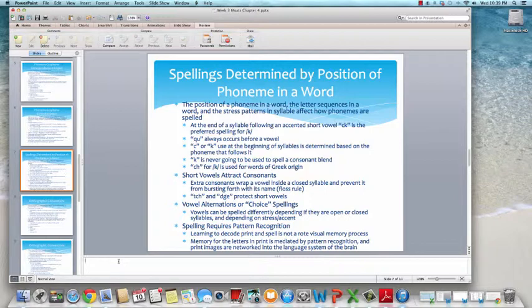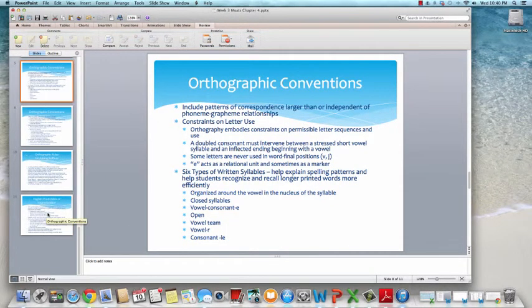Now, high frequency exposure does increase your reading ability, your reading fluency, meaning that the more you read it, the more you do it, the more automatic it becomes. So you need that exposure. But memory for the letters in print is mediated by pattern recognition. You're recognizing the patterns, and print images are networked into the language system of the brain. So you're putting all these patterns together as you're reading naturally in your brain.